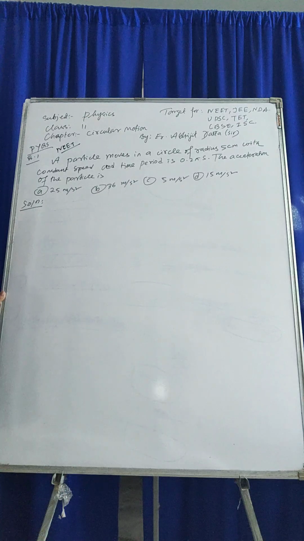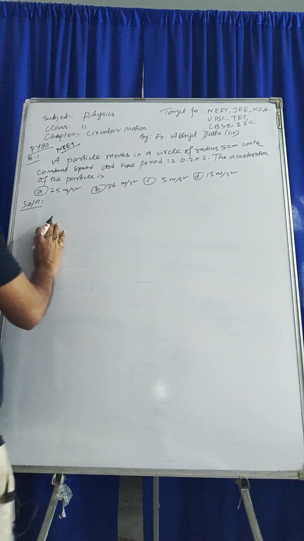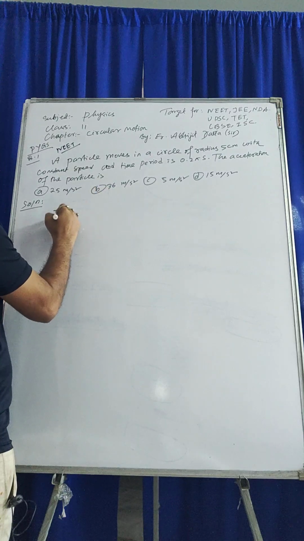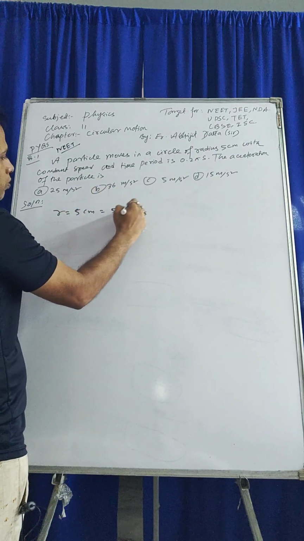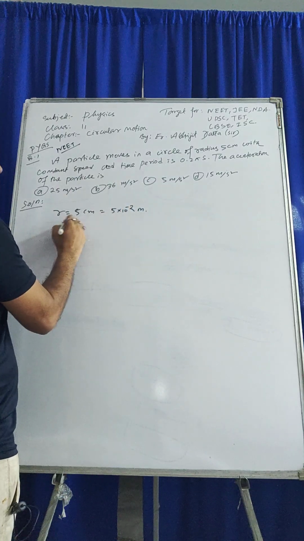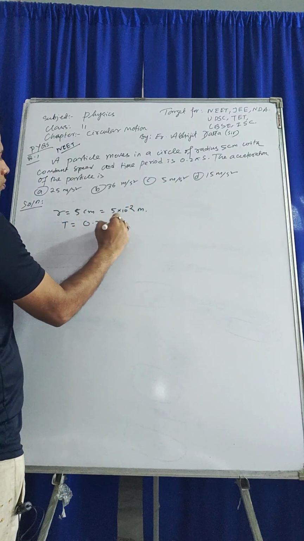Our first question is like that: a particle moves in a circle of radius 5 cm with constant speed and time period is 0.25 second. The acceleration of the particle is what? We have to find out. So now, what is given here? The radius is 5 cm, or you can say 5 into 10 to the power minus 2 meter. And time period is 0.25 second.